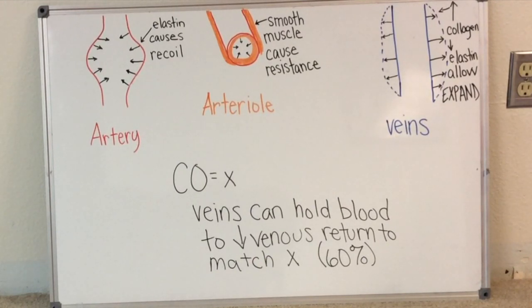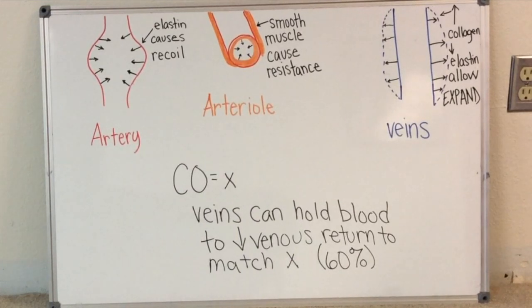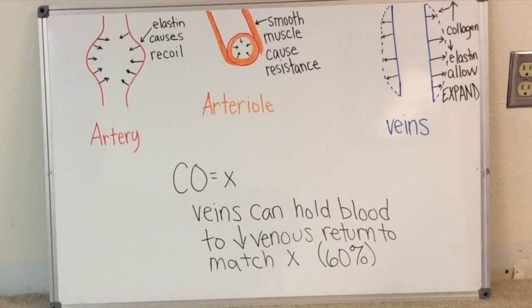to occur. Veins have an increased amount of collagen and a decreased amount of elastin, which allows them to expand and hold excess blood. The decrease of elastin causes them to be able to expand without exerting a pressure back onto the blood.